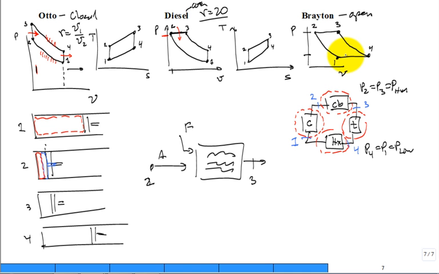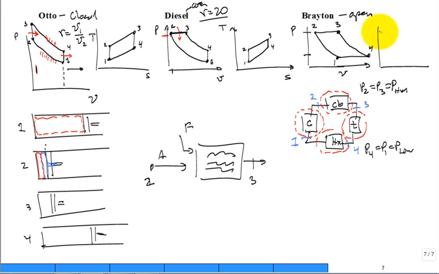Yes, sir? I know it might just be the way it looks, but is the specific volume at 1 equal to the specific volume at 3? No. It's just coincidence the way I drew it, sorry. V1 is not equal to V3. The specific volume at 1 is not the specific volume at 3. Now I tried to leave enough room.